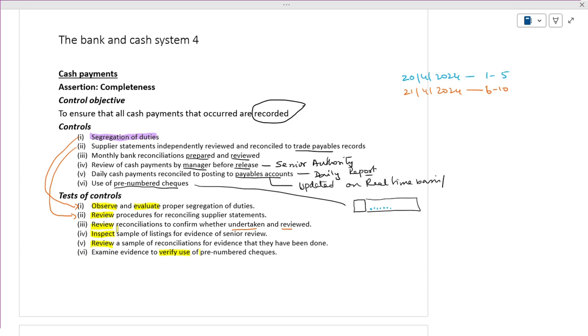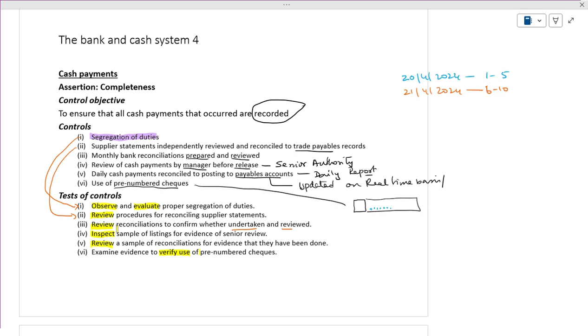Now you remember this. We are going to use this in a scenario-based question. They will say that reconciliation has not been done, as in our previous question. In some cases, they are doing reconciliation every account on a monthly basis. In some cases, they are doing it for every 2 months. That is the weakness. That is the deficiency.